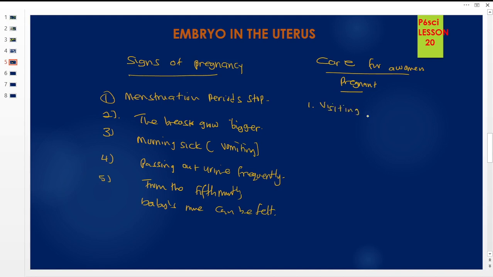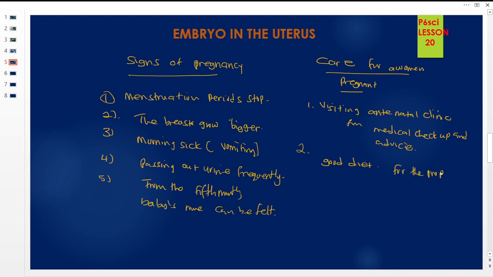So the woman must visit the antenatal clinic for medical checkup and also advice. That is number one. Number two, this woman has to have a good diet. She should have a good diet, kulyo bulungi. Why? To maintain the proper growth of the fetus.